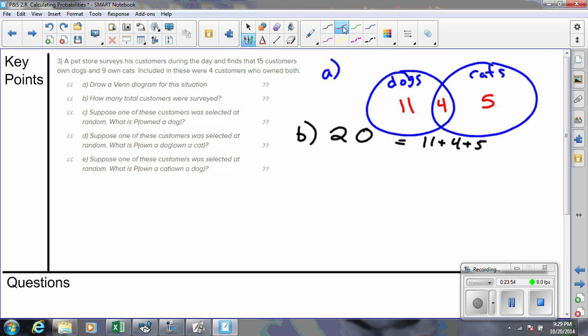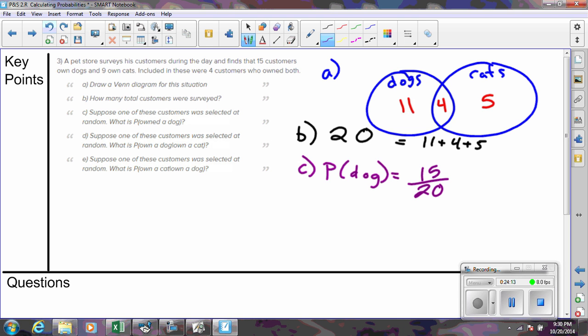Now we will look at it and say, what is the probability that they own a dog? Well, remember, successes over total. In the dog circle, we have 15 successes, but we just calculated there were 20 possible people.